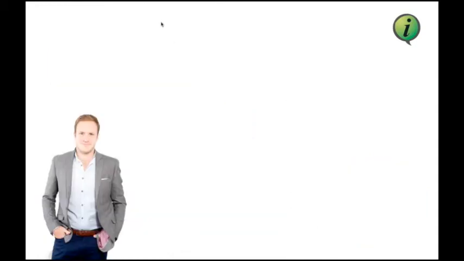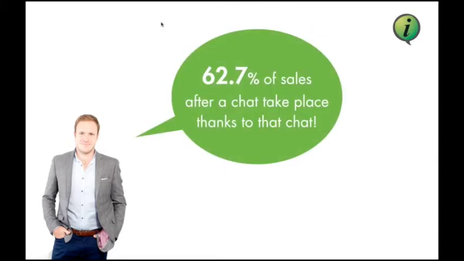So the incremental share based on iAdvize leading e-commerce clients is 62.7%. So this means that out of 100 sales after a live chat, nearly 63 would not have taken place without that live chat support.